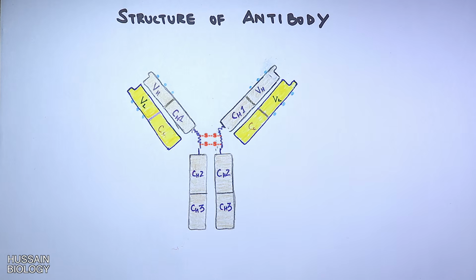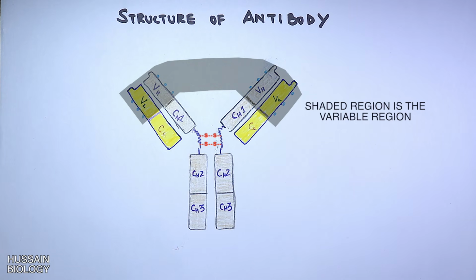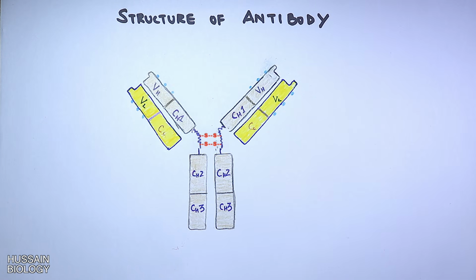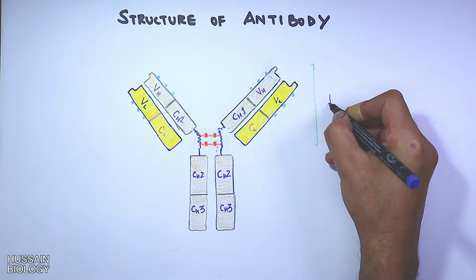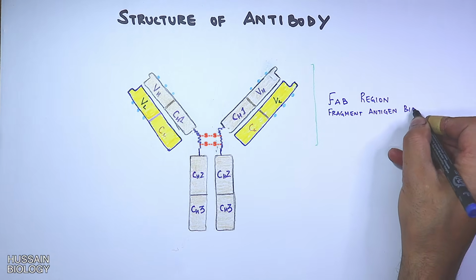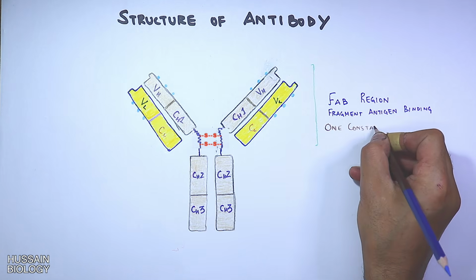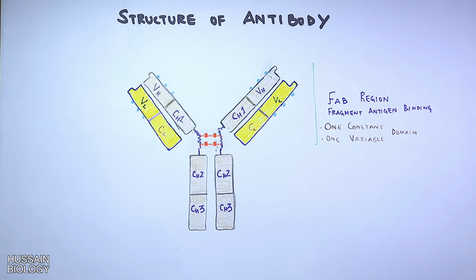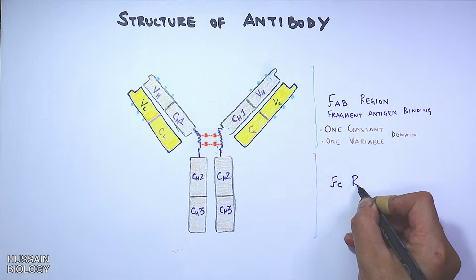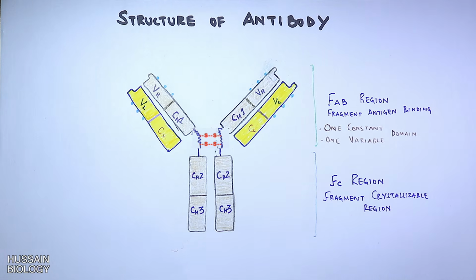So here in this diagram, this region is the variable region, which consists of 2 variable domains from the heavy chains and 2 variable domains from the light chains. But we divide antibody into 2 regions, the Fab region and the Fc region, depending upon its interaction with antigen and other proteins of the immune system. The upper region in this diagram is the Fab region, fragment antigen-binding. It consists of 1 constant and 1 variable domain from each chain. Then we have the Fc region, that's the fragment crystallizable region, with 2 constant domains.